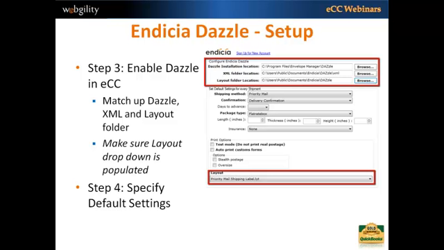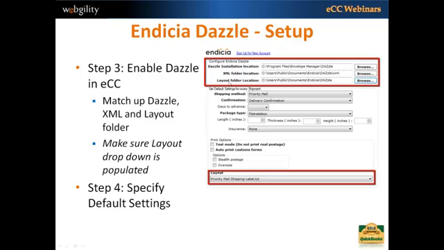The second folder we need to specify is the XML folder location. This is going to be identical to the folder location we provided in the previous step. Now keep in mind, with the latest editions of Dazzle and Windows 7, the XML folder location is stored under the public folder, under the public documents, Endicia, Dazzle, XML. That's typically the folder location. And if you don't see an XML folder there, I'd recommend you go ahead and create an XML folder, and you can use that to be the communication folder between eCC and Dazzle.